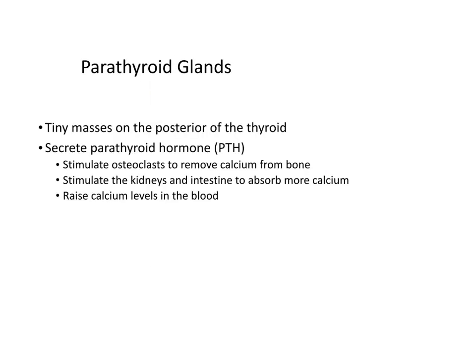There's also a gland called the parathyroid gland, and they're tiny masses on the posterior of the thyroid. They secrete parathyroid hormone. Those stimulate osteoclasts to remove calcium from bone, so they break the bone down to release calcium. They also stimulate the kidneys and intestines to absorb more calcium and raise the calcium levels in the blood.